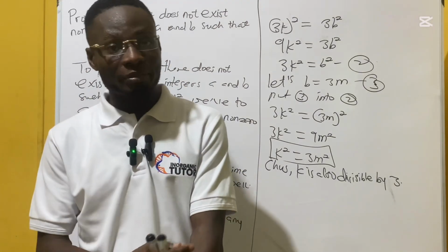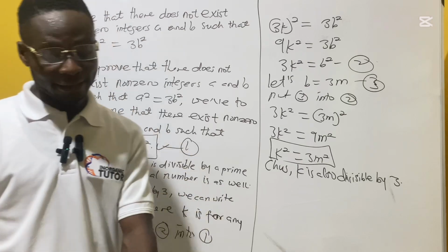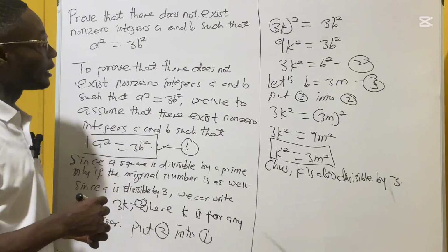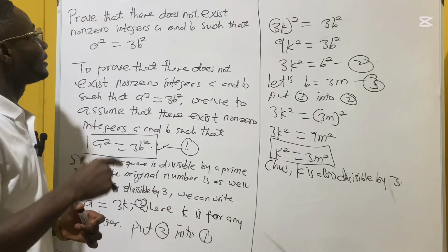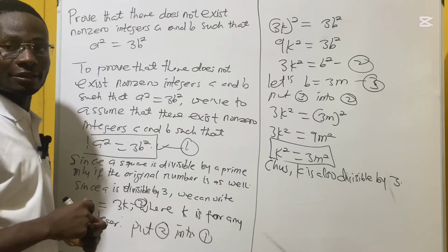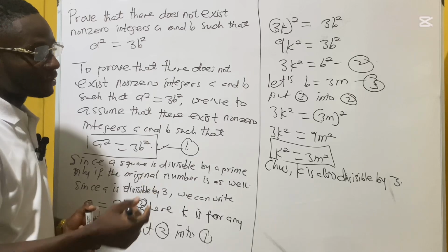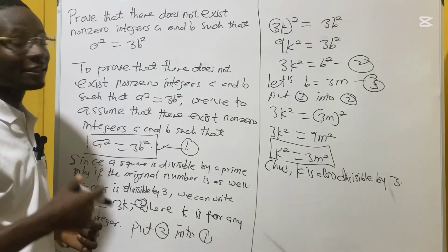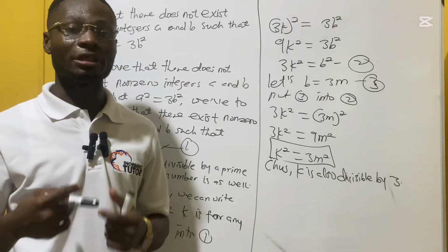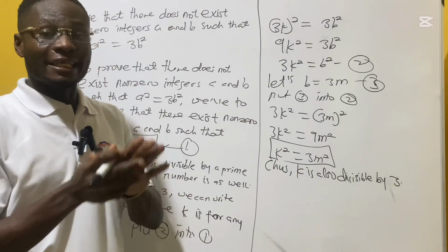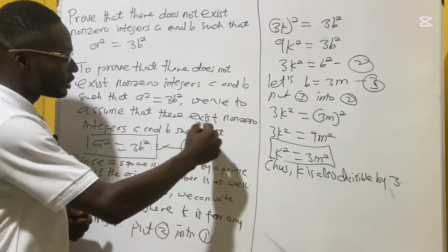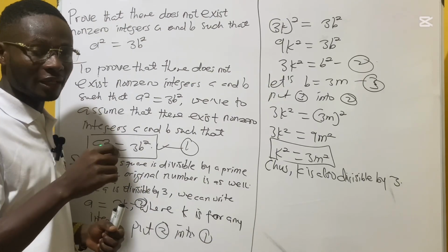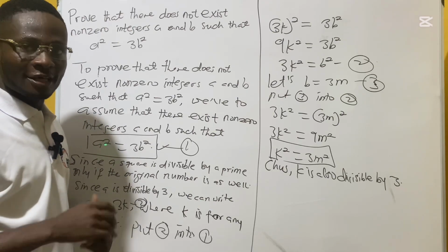So repeating this argument indefinitely many times, it will imply that a squared is equal to 3b squared does not exist for non-zero integers, right? So hence, with this argument, we can say that we have proven that there does not exist non-zero integers a and b such that a squared is equal to 3b squared. Okay, so this will contradict our initial assumption that there exist non-zero integers such that a squared is equal to 3b squared.